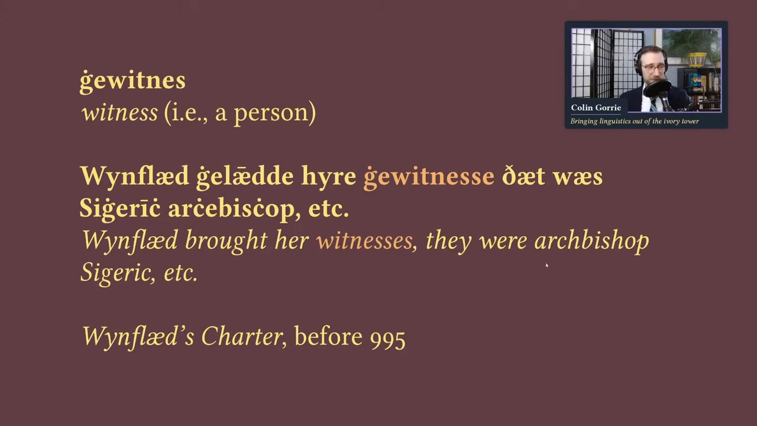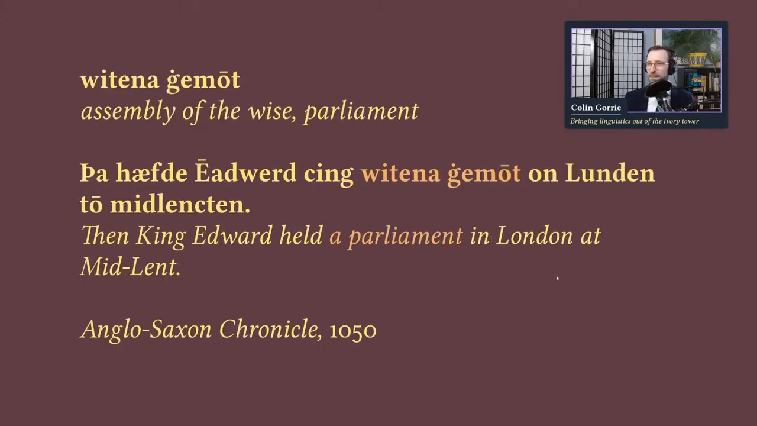While we're talking about people who know things, here's my little segue. We also have this word witenagemot. It's two words actually. We have the witan, who are wise men or counselors. They made up the witenagemot, the assembly of the wise, or the parliament in this period. So here we have a sentence: Tha hæfde Eadward cyning witenagemot on Lunden to Midlentene. Then King Edward had a parliament, a witenagemot, or witenamoot. You might also see it modernized, in London at Midlent.